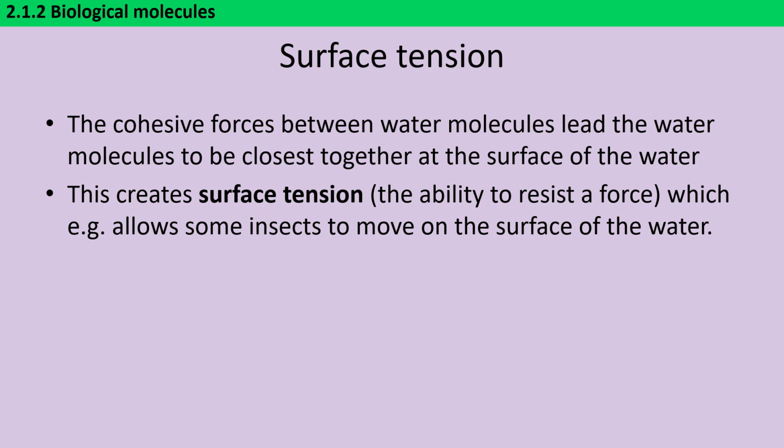These same cohesive forces mean that the water molecules that are at the top of a bulk of water are slightly closer together than those lower down. And this leads to a property called surface tension, which is basically the ability of that liquid to resist a force. So in other words, if you push down on the surface, the water is pushing back slightly. And this allows some insects like pond skaters to move about on the surface of water.